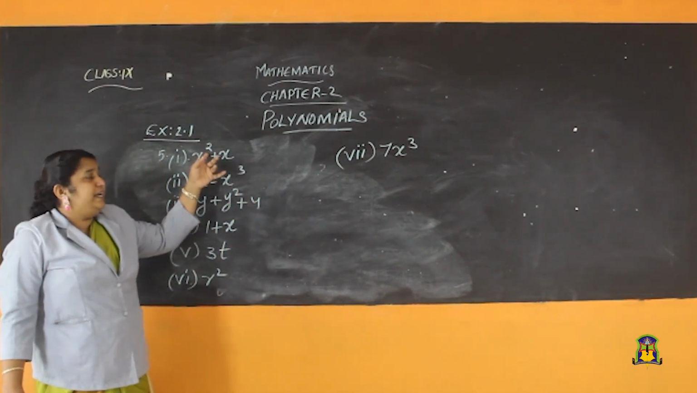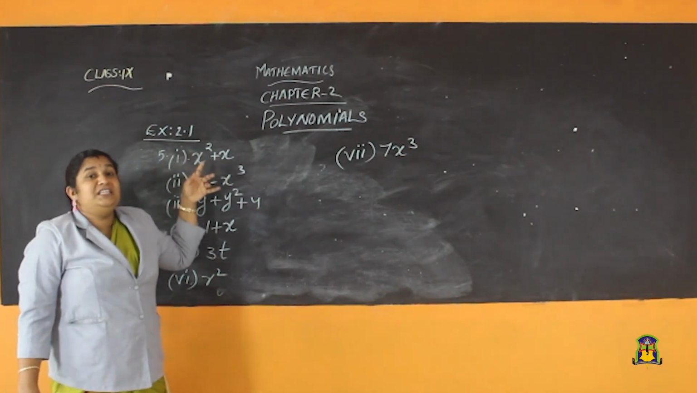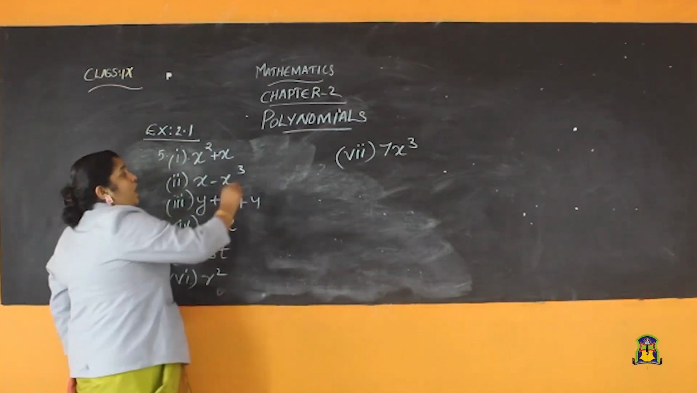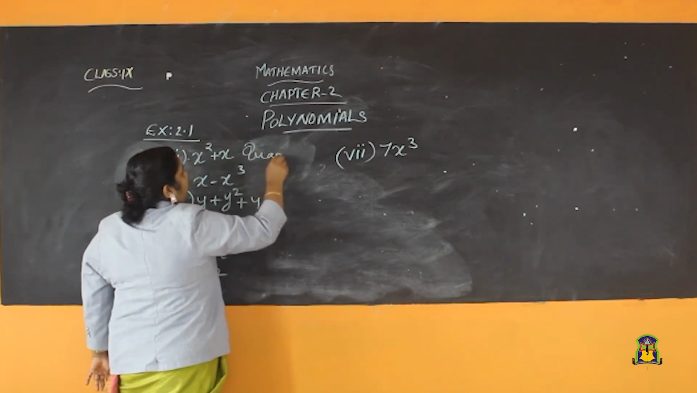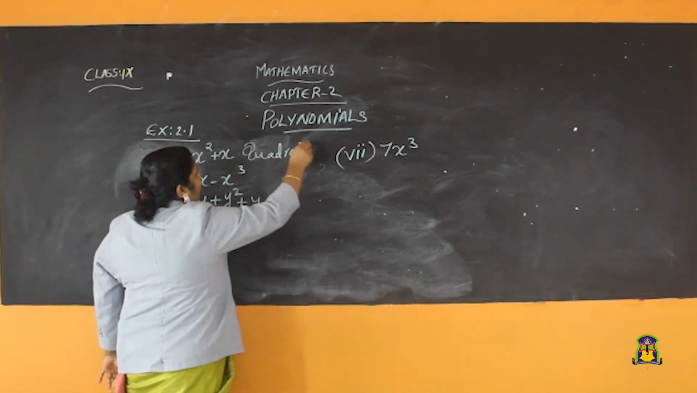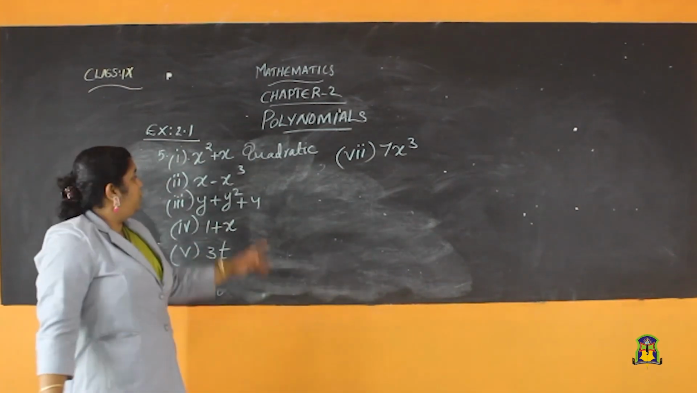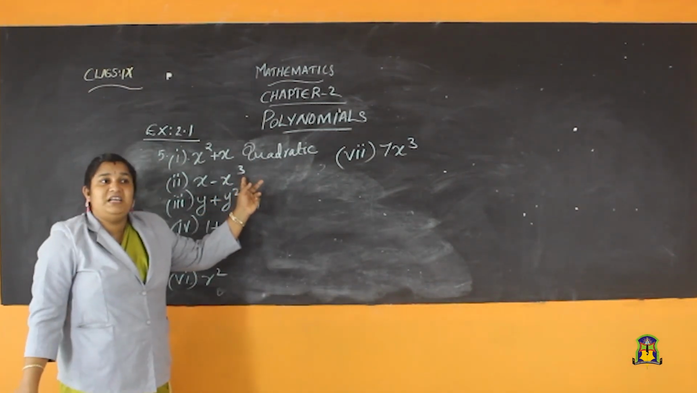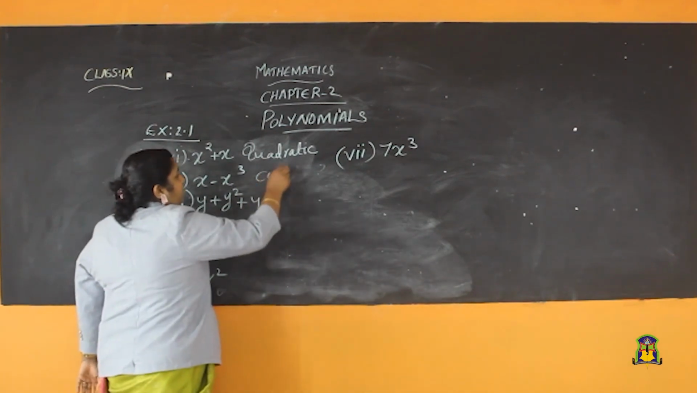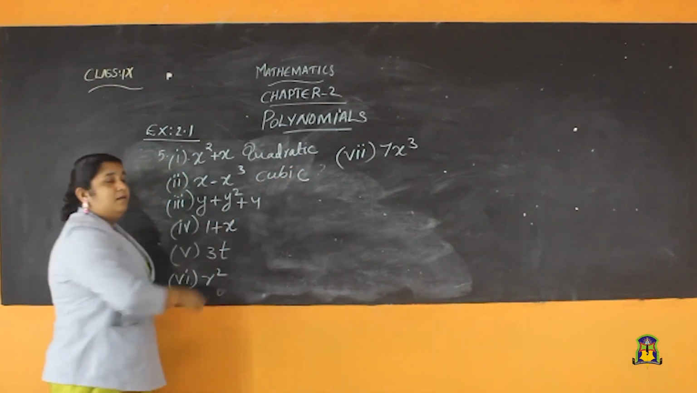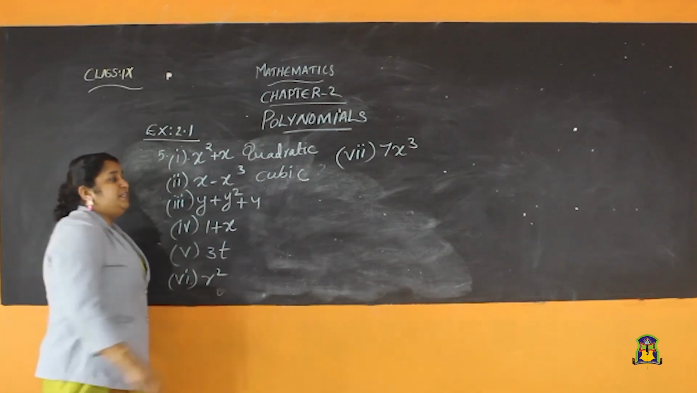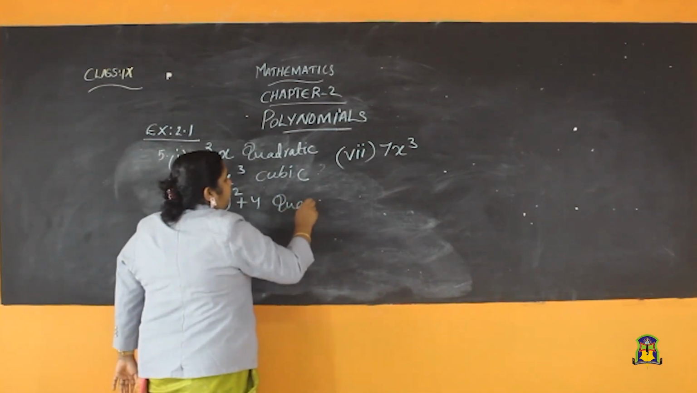See here, what is the highest power? 2. So this is what? It is a quadratic. Correct. This is a quadratic polynomial. You should write the bracket, the reason, degree 2. Here what is the degree? Highest power is 3. So this is cubic. Here the highest power is 2. So it is also a quadratic.